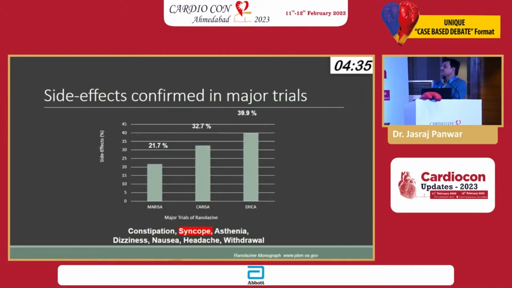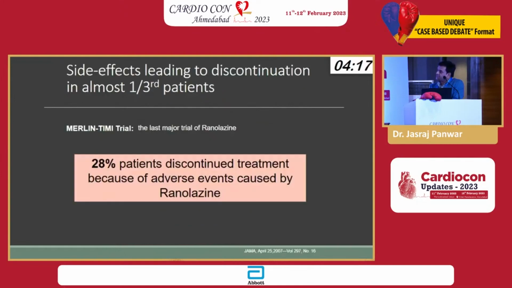In another two studies we have discussed, the MARISA and ERICA studies, all these studies show that the side effect profile with ranolazine is very high. This is 29.9% in the ERICA study. Constipation, syncope, dyspnea, dizziness are the side effects, and in a 75-year-old male patient they can be very cumbersome. And again, in the last study, the MERLIN trial, 20% of patients discontinued because of adverse events.